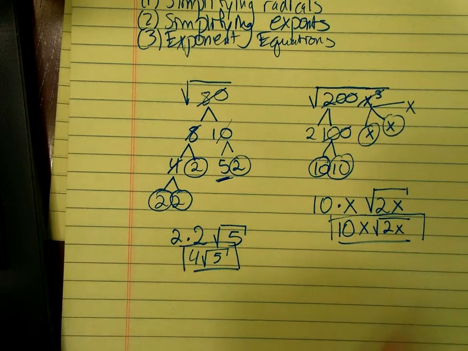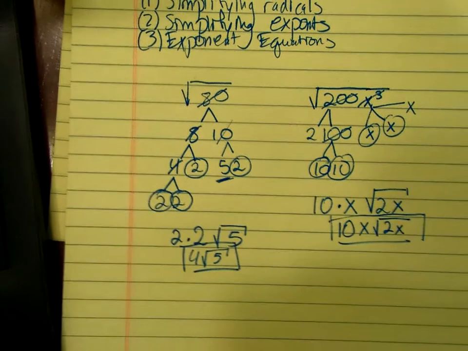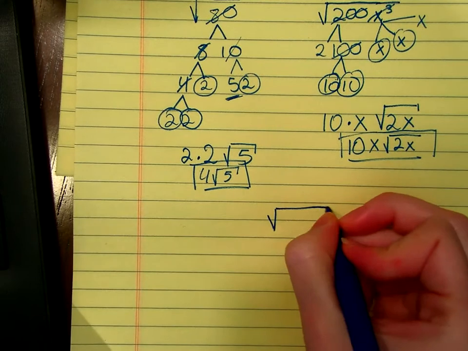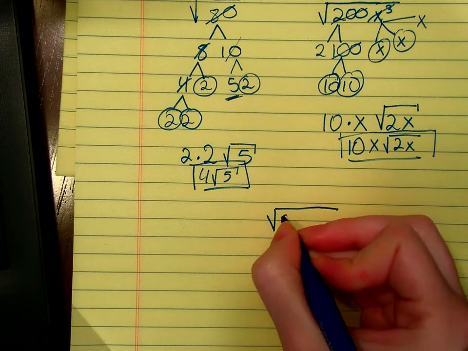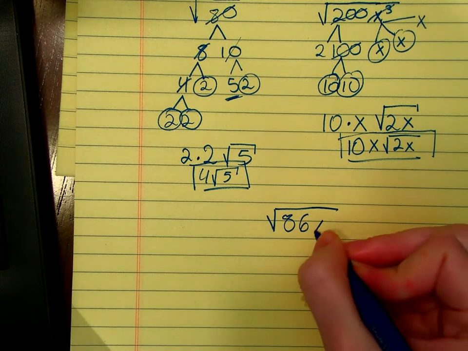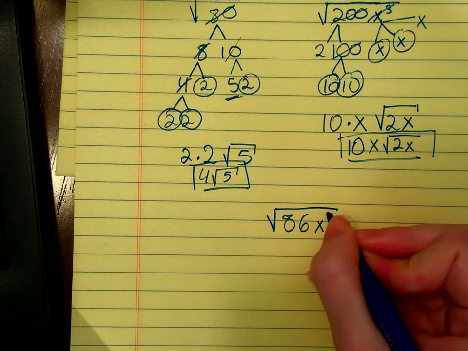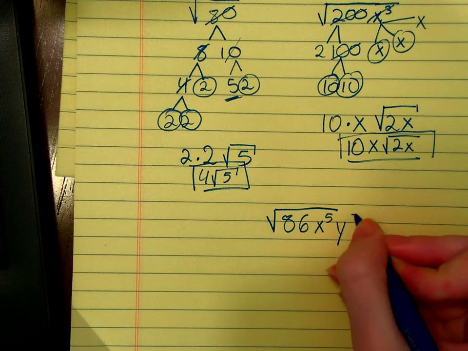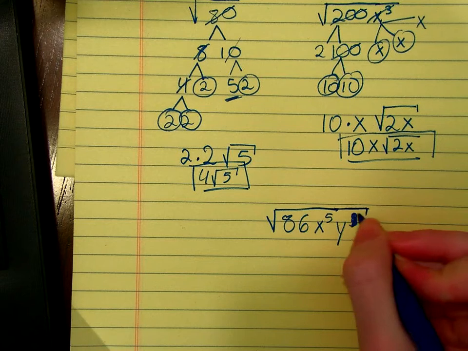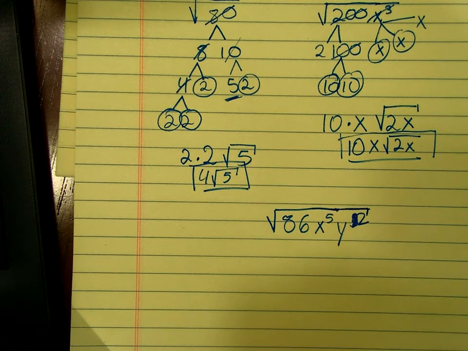Alright, let me give you a final example to try on your own. Let's say I have the square root of 86x to the 5th y to the 3rd. So go ahead, no, actually we'll make that y to the 2nd. x to the 5th, y to the 2nd. Go ahead and pause the video and try this on your own.